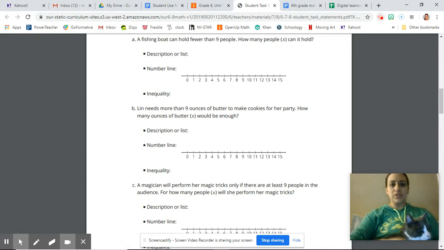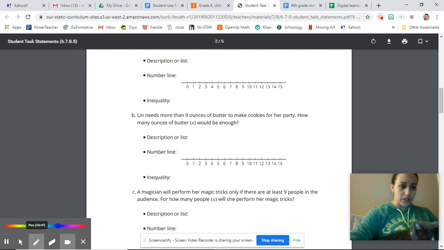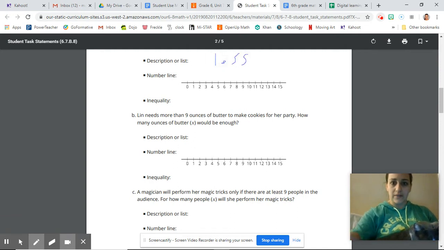So a description of this, if this fishing boat can hold fewer than 9, I can say fewer, I could use the word less. I kind of need to grab my writing tool here in order for this to work. There we go. So less than, fewer than. This is where we do the description. It's going to be in word form. And 9 was the number that it had said there.